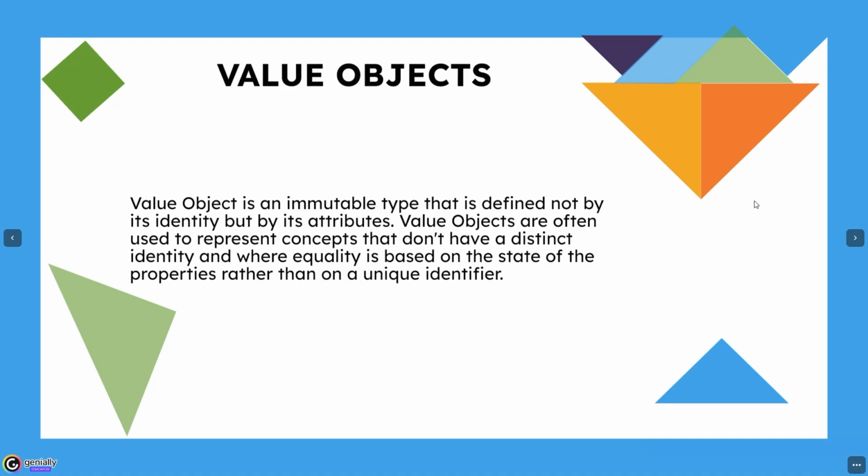In this video, we are going to take a look at value objects in domain-driven design. A value object is an immutable type that is defined not by its identity but by its attributes. Value objects are often used to represent concepts that don't have a distinct identity and where equality is based on the state of the properties rather than on a unique identifier.